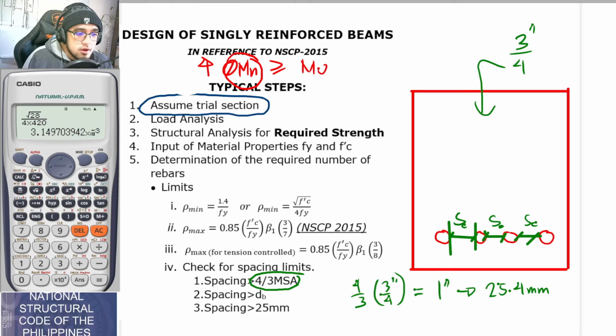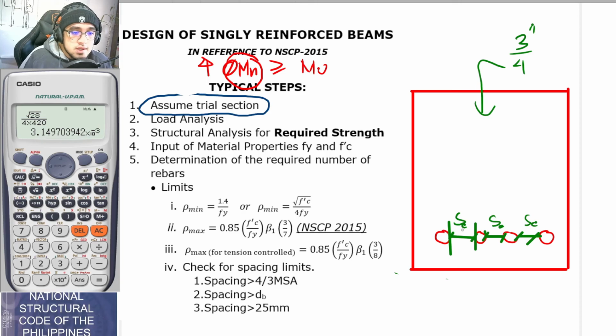So don't forget about this. This is to be for your MSA requirement. And as for your spacing dB, the spacing here should be greater than, of course, the diameter of your rebar, and that is to be dB. So for example, if you have used 20 mm, then your spacing should be greater than 20 mm.